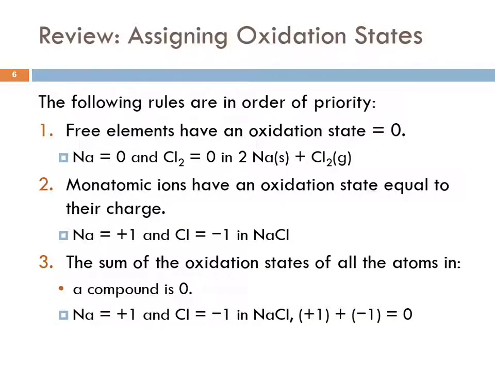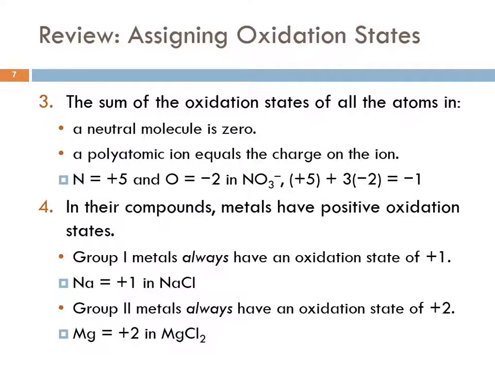Here is a review of oxidation states. I'm just going to go through this really quickly. And these rules are in order of priority. So this one takes precedence. Free elements have an oxidation state of 0. Monatomic ions have an oxidation state equal to their charge. The sum of the oxidation states of all the atoms in a compound is 0. The sum of oxidation states of atoms in a neutral molecule is 0. In a polyatomic ion, it equals the charge on the ion.